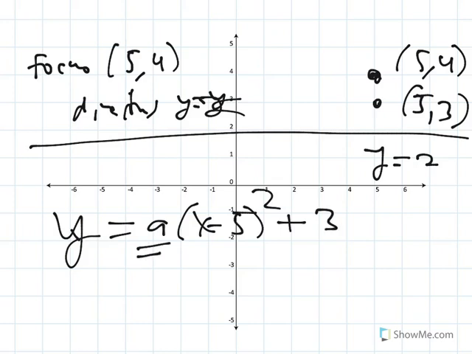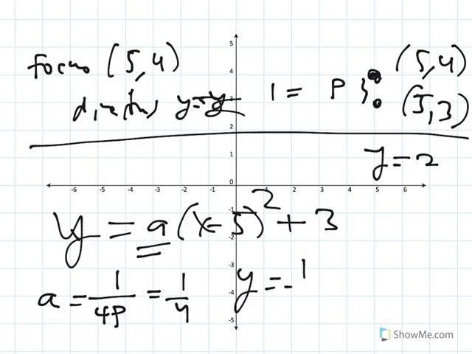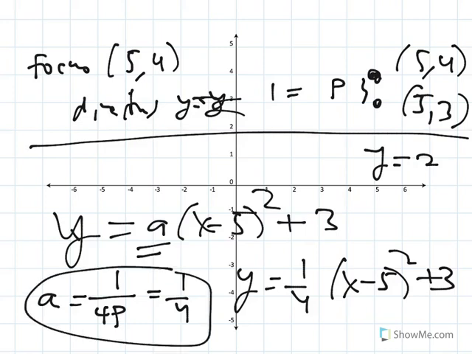Well, remember before, a is equal to 1 over 4p. And p is this distance, which in this case is 1. So this equation is y equals 1/4 times (x minus 5) squared plus 3. So finding the equation in vertex form using this little trick here is really fast.